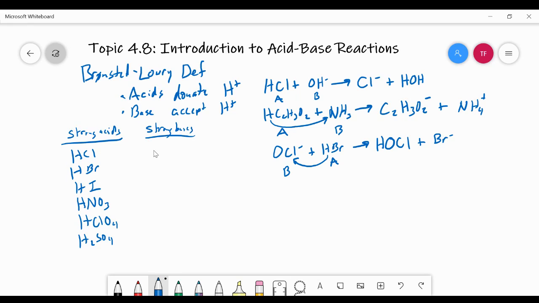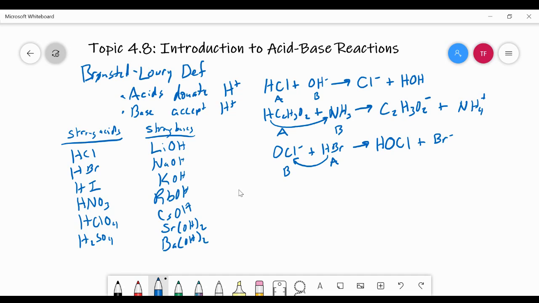The strong bases are fairly easy to remember. They are the alkali metals bonded to hydroxide. So LiOH, NaOH, KOH, RbOH, and CsOH. They're just called by their ionic names because these are ionic compounds: lithium hydroxide, sodium hydroxide, potassium hydroxide, rubidium hydroxide, cesium hydroxide. Those are strong bases. And then two of the alkaline earth metals are also strong bases: strontium hydroxide, Sr(OH)2, because strontium has a 2 positive charge, and barium hydroxide. So those are the strong bases that you need to be familiar with.